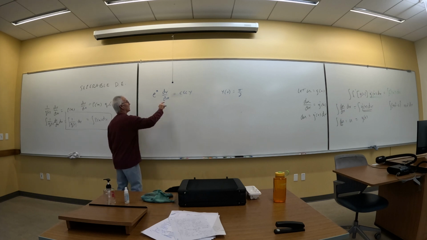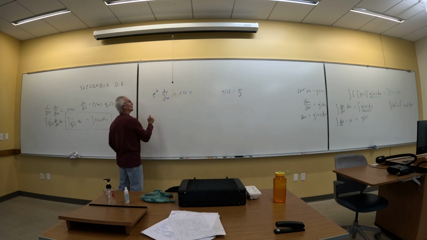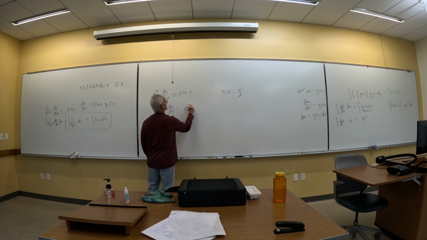Well, let's start first of all by moving things. Let's move this guy to this side, and let's move this guy to the other side. So if I do that, multiply both sides by the reciprocals. What's the reciprocal of cosecant? Sine. So I have sine y dy/dx equals, how about just e to the negative x?